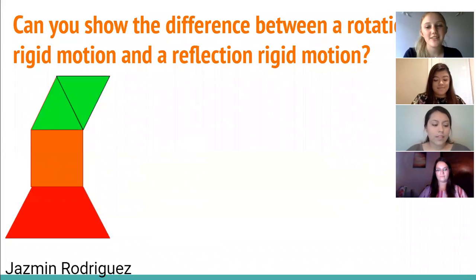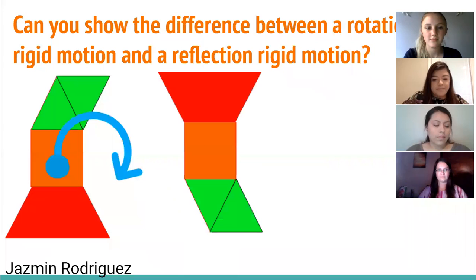Jasmine, can you show me the difference between a rotation and a reflection rigid motion? Yes, Claudia, I would love to. First, let's look at the rotation. We will begin with our image on the left, and to create a rotation, we will hold the image in the center and turn it clockwise 180 degrees. Our rotation will look like this.